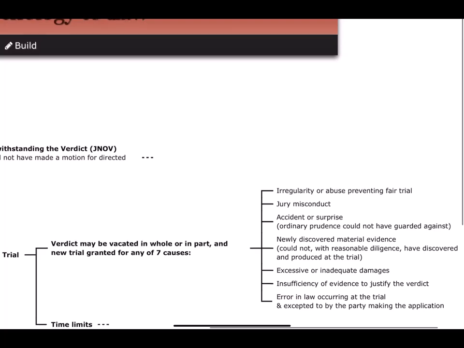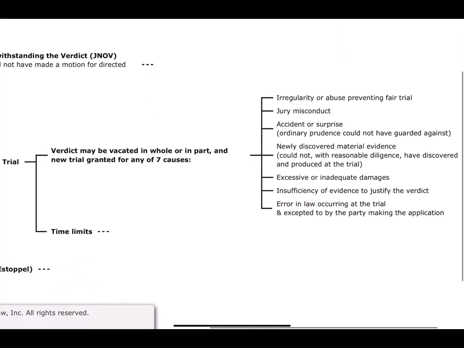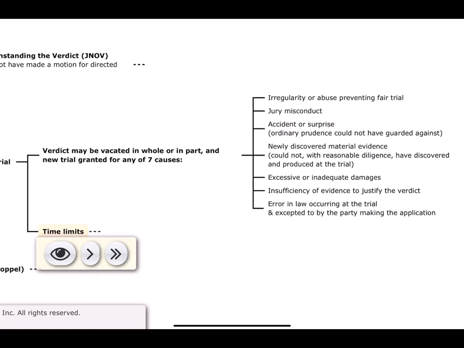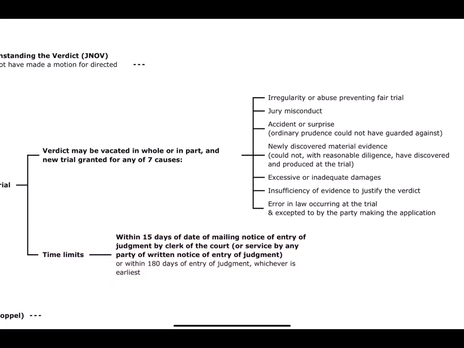Look at the fourth one, newly discovered material evidence that you could not with reasonable diligence have discovered and produced at the trial. That's exactly the scenario they've painted for us here. So she has grounds to vacate the jury verdict in whole or in part. And I would want to tell them that's standard.